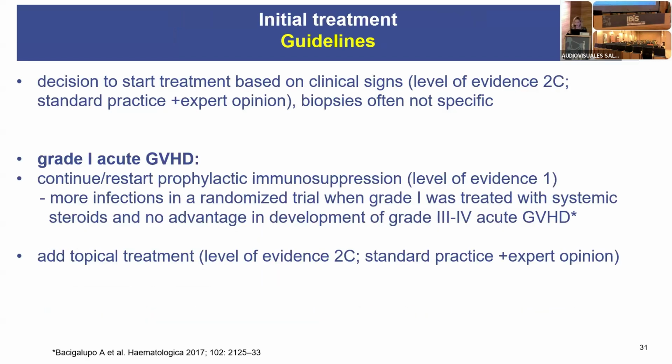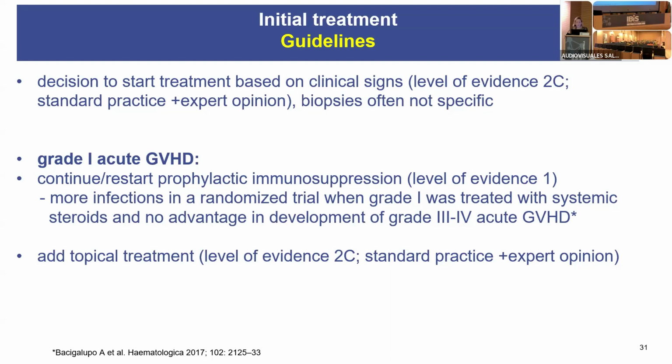Once we have graded acute GvHD, we have the guidelines that EBMT has issued through the Transplant Complications Working Party and updated. Confirming what I've said before, the decision to start treatment, based on expert opinion, is based on clinical science because biopsies are often not specific. And then if we have grade 1 acute GvHD, we add topical treatment and continue or restart prophylactic immunosuppression.